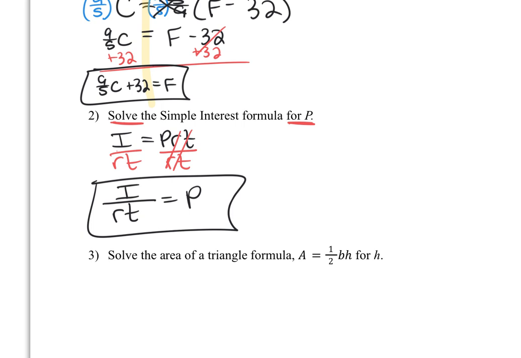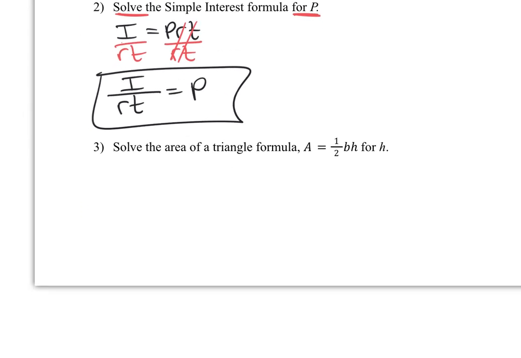The last one, solve the area of a triangle formula, A equals 1/2 BH, for H. Well, what's happening to my H here? Yeah, multiplied by B and by a half, right? So, do you want to get rid of the B first? We'll move that guy over. All right, let's divide by B.